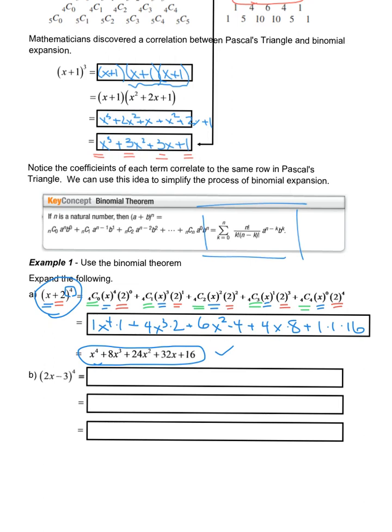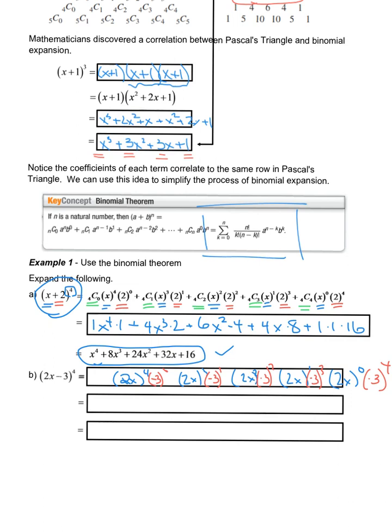We have 2x minus 3. So like I said before, I usually like to start with the powers. So I'm going to start with 2x to the fourth. And then I'm going to have 2x to the third, 2x squared, 2x to the first, and then 2x to the 0. Then I dive into the second part. So negative 3 to the 0, negative 3 to the first, negative 3 to the second, negative 3 to the third, negative 3 to the fourth. Okay, so that's kind of the basic part.